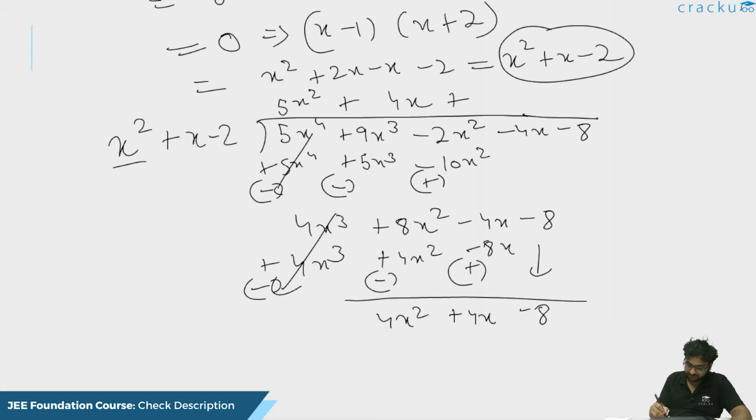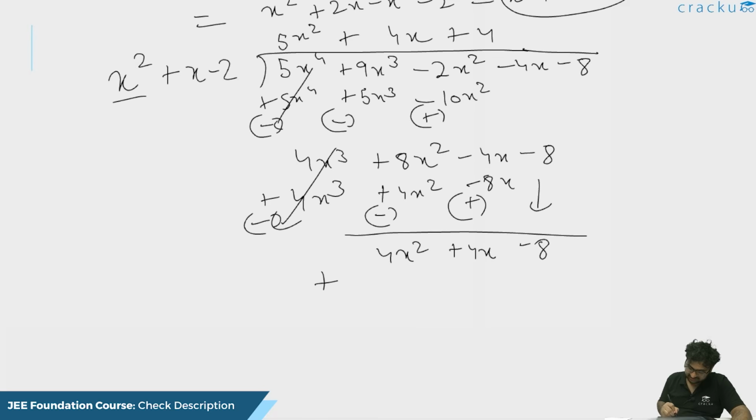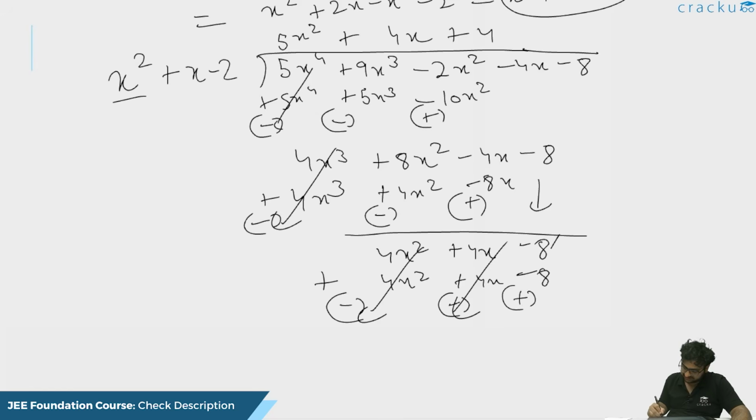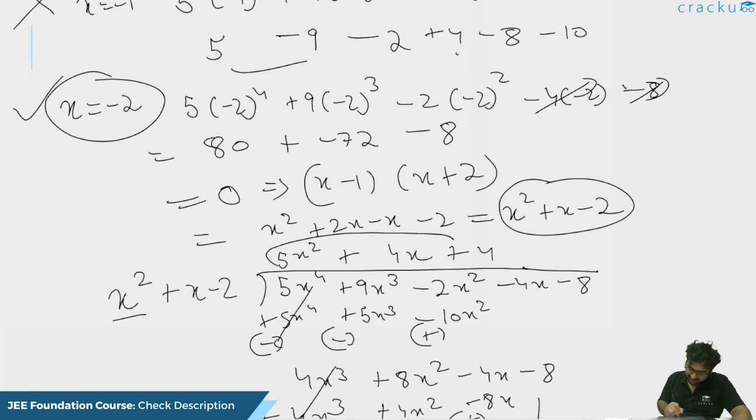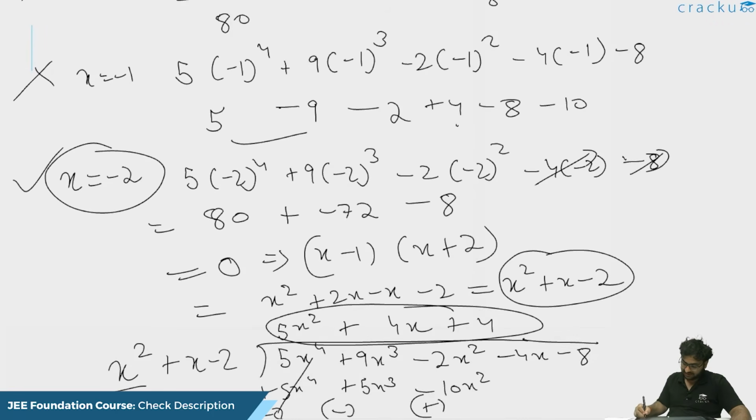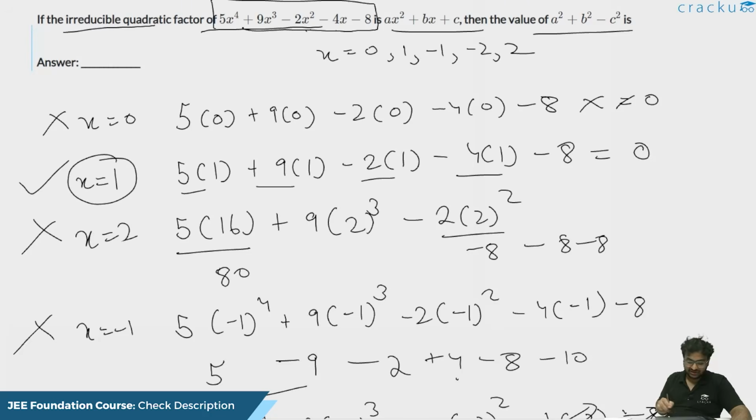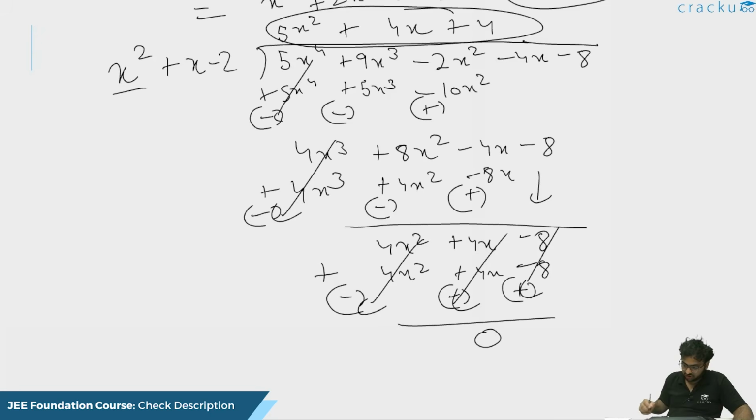So this would be 4. So this is plus 4x square, minus gets cancelled out. 4 into x is plus 4x, minus gets cancelled out. 4 into minus 2 is minus 8, plus gets cancelled out. So remainder is 0. So this is the other factorization of this. So it would be x minus 1. So let me erase all of this. So we got 5x square plus 4x plus 4.